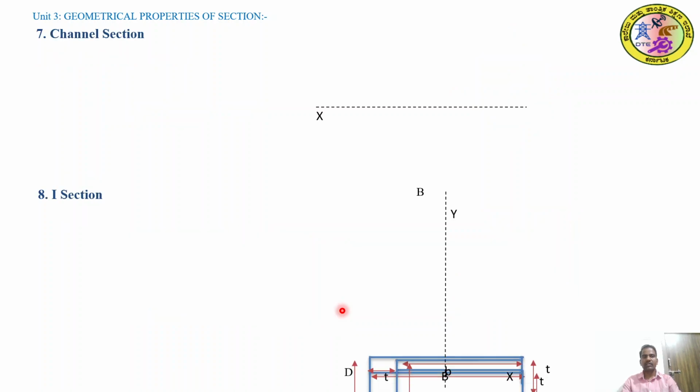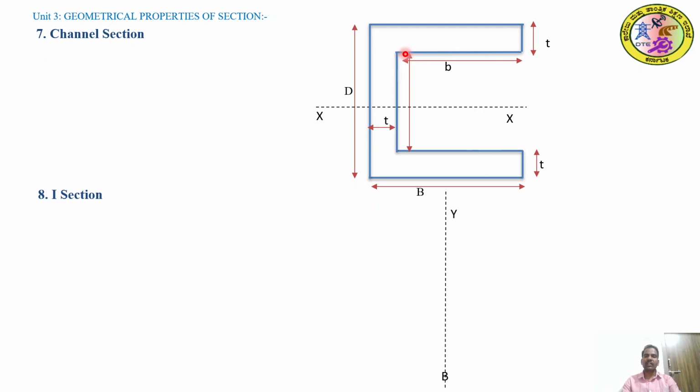Now coming to the channel section. Consider the channel section of depth capital D and width capital B, where the removed portion has width small b and depth small d, and the overall thickness is t. If we consider this channel section as a whole rectangle, B multiplied by D, within which small b multiplied by small d is the removed portion, then we can easily find the moment of inertia along the x axis because it is symmetrical about the x axis.